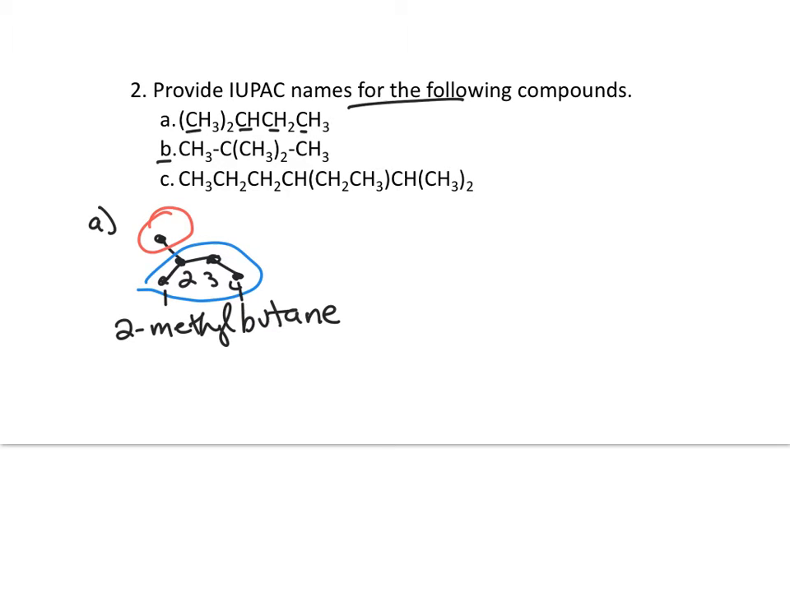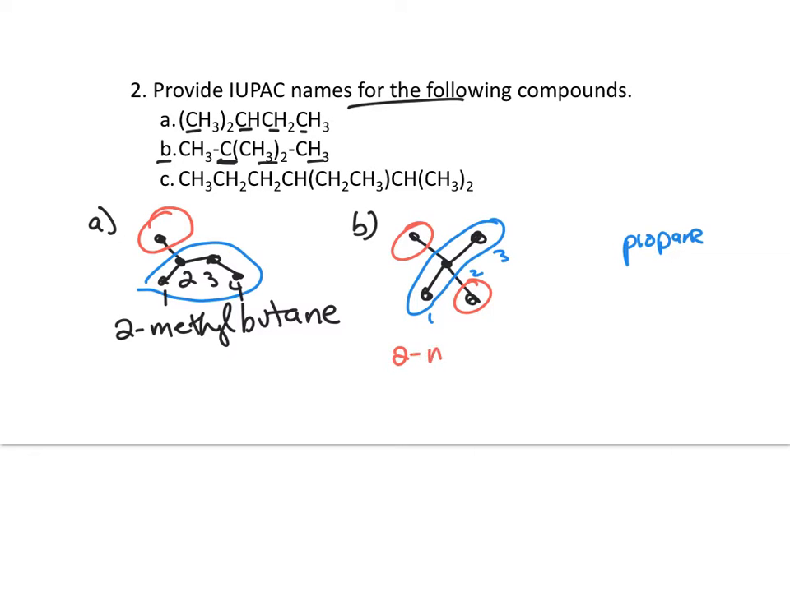Okay, let's go to B. CH3 goes to carbon. This carbon has 2 CH3s on it, and then that's CH3. So there's that. Find your longest chain. So that would be your longest chain. 1, 2, 3. So you're looking at propane. And then your substituents are methyls. So you have 2-methyl, and then you have another 2-methyl. So you'd have to do 2,2-dimethyl propane.